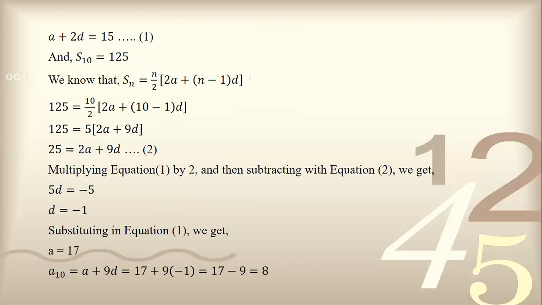Multiplying equation 1 by 2 and then subtracting, that is, we are using elimination method over here. So 5d is equal to minus 5, d is minus 1. Substituting this in equation 1, we'll get a as 17. So we got a, we got d also. A10 is a plus 9d, which is 17 plus 9 into minus 1. So 17 minus 9, which is 8. So the 10th term of this AP is 8.